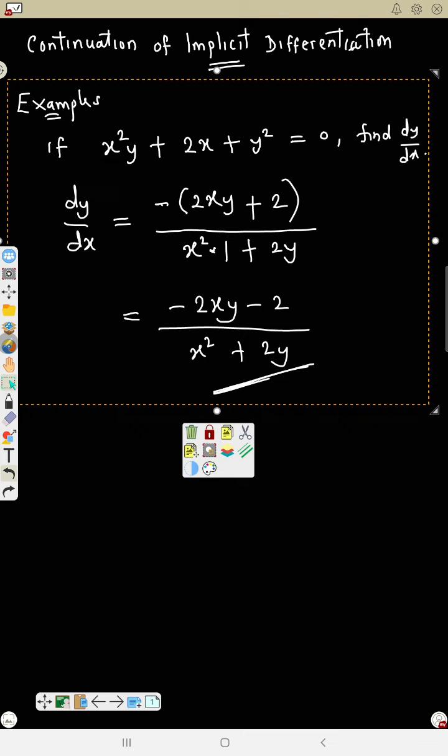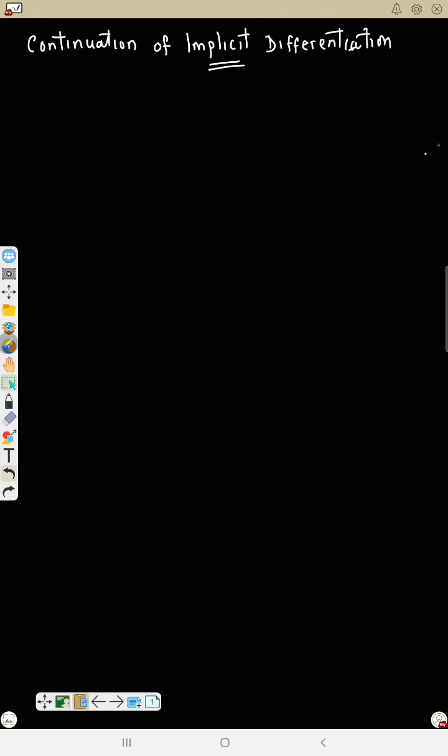Still on implicit, so I'm taking my time. So let's see another question. Now, if x squared y cubed plus x raised to power 4 plus 2xy minus 5 equals 0, find dy/dx.